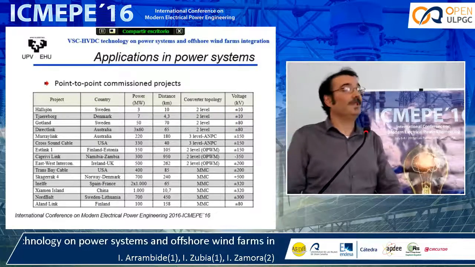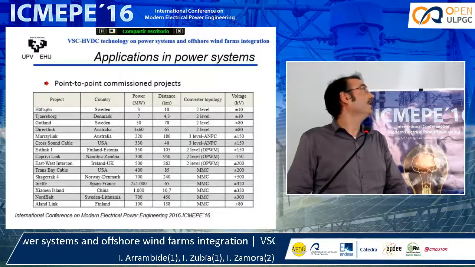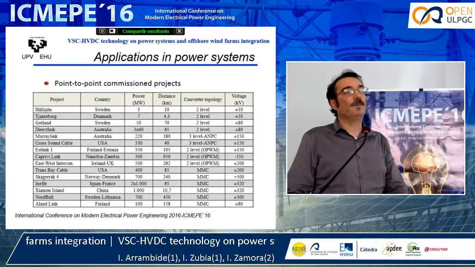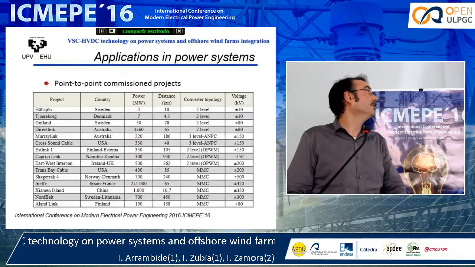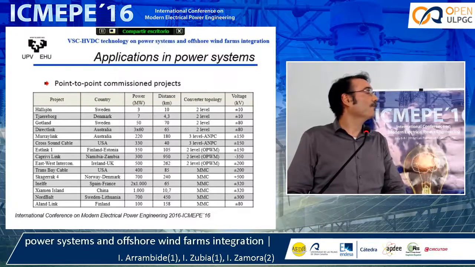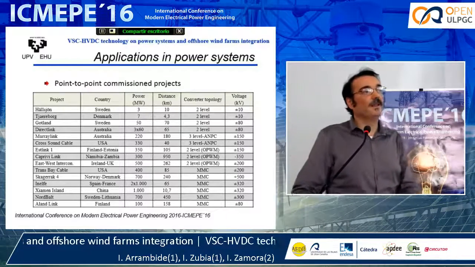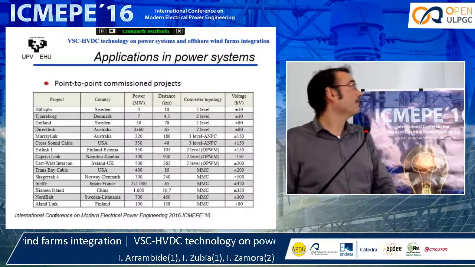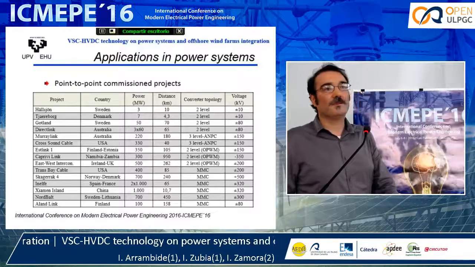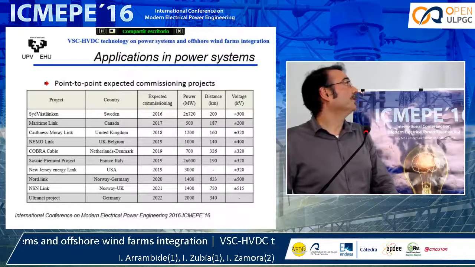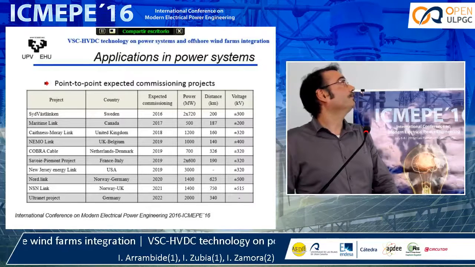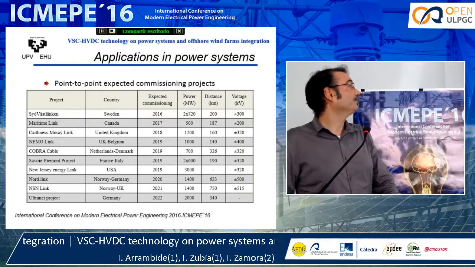So nowadays, as we can see in the next table, among the point-to-point installation projects, Cabrera 4-pole is very interesting because it's the first hybrid project with thyristors and IGBTs. It's rated at 500 kilowatts, and it's the first installation with mass impregnated cables. But this technology has, of course, a limit, and the limit is 1 gigawatt of power and 320 kilovolts with cross-linked polyethylene cables.